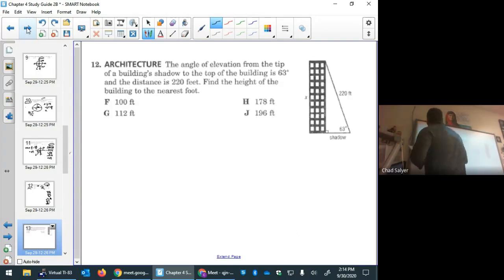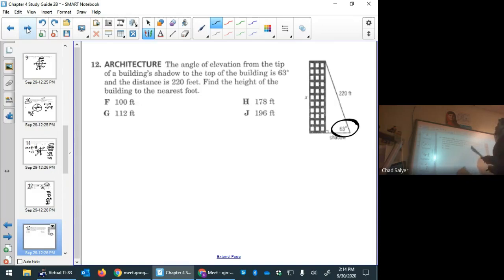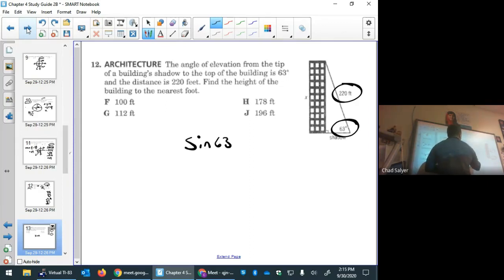Okay, number 12, architecture. The angle of elevation from the tip of a building's shadow to the top of the building is 63 degrees. That's this angle. And the distance is 220 feet to the top from that point. Find the height of the building to the nearest foot. So we want to know x. We're talking about the opposite side and the hypotenuse. So the sine is what we need here.